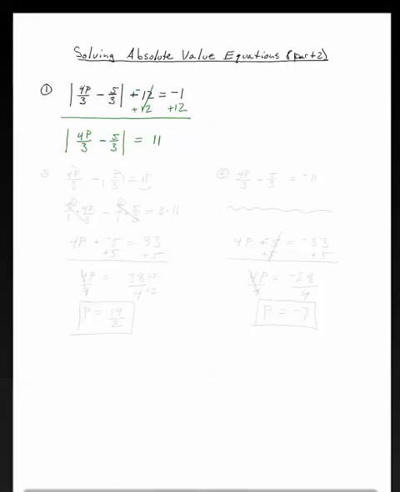Now I have the absolute value isolated, and it's set equal to a non-negative number, which has solutions. If this 11 were negative, we would say that it has no solution, but it's positive. So now I need to set up my two equations. My two equations are going to be 4p over 3 minus 5 over 3 equals 11. And then my second one is going to be the same thing on the left-hand side, 4p over 3 minus 5 over 3 equals, and this time instead of 11 I'm going to use negative 11.